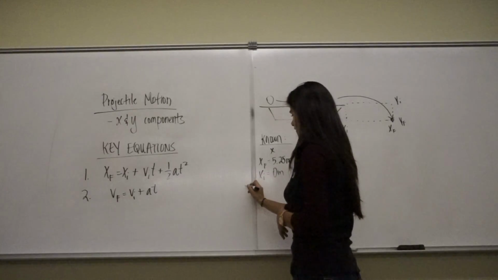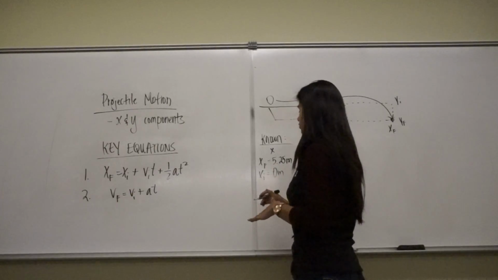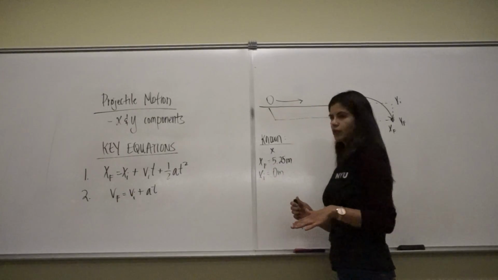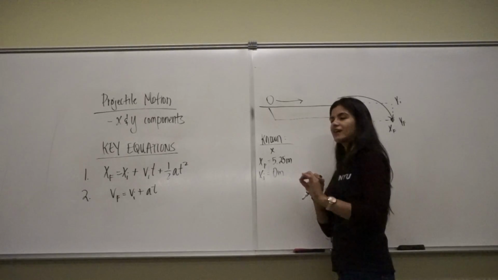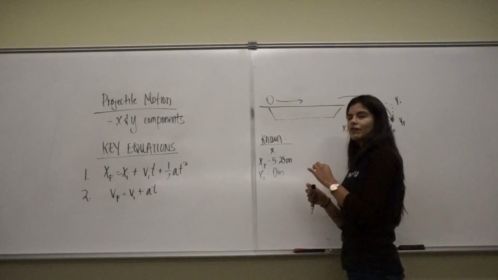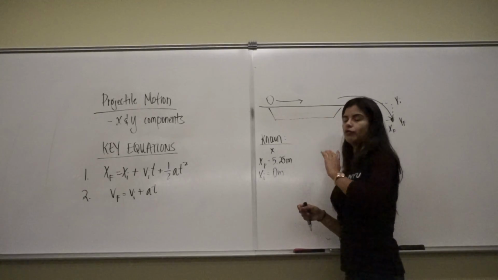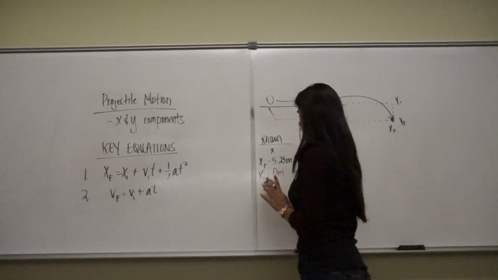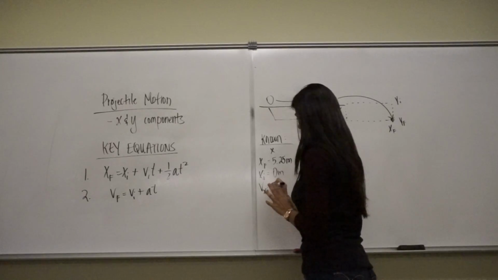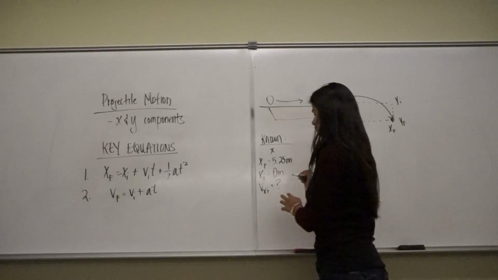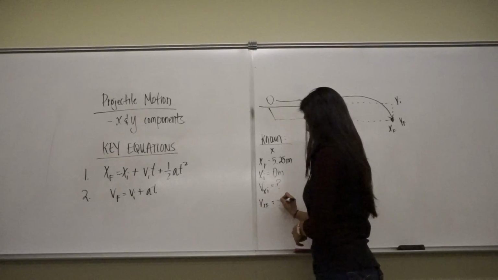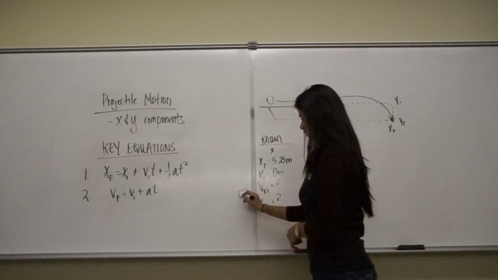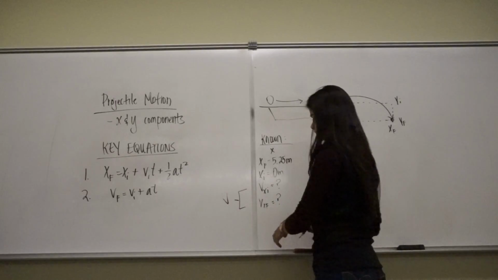Right here, this is where it might get a little tricky, just because you have to also do velocity in terms of x and y, but you also have to do initial and final. So there's going to be a total of 4 velocities. So your v_x initial, you don't know, because that's what you're trying to find. Your v_x final, you also don't know. So right there are 2 velocities.